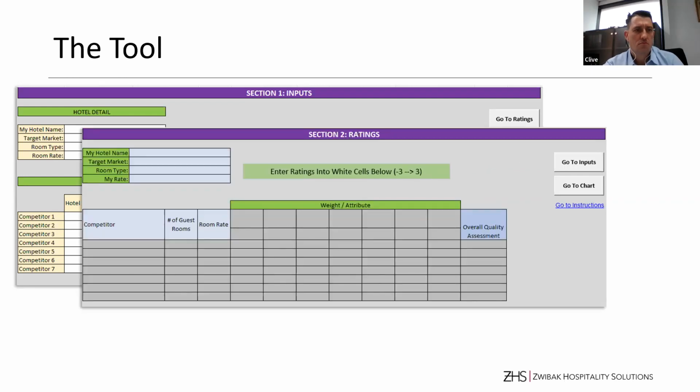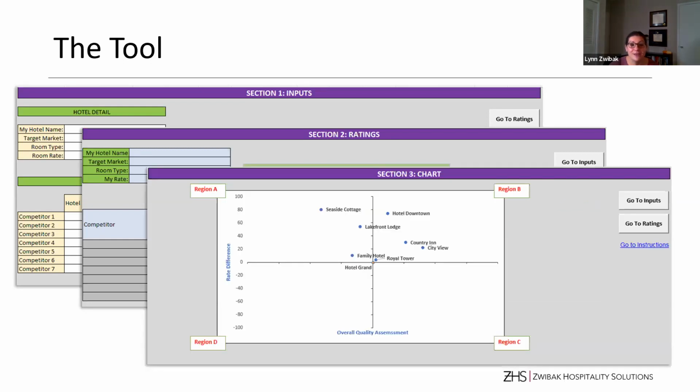Section 2 is where you enter the ratings. This is your homework. Again, I'll explain what I'm talking about in a moment. And then section 3 is the output. This is the goal of the tool, to get to this chart. Your chart will look different. And then this is where the analysis happens. So let's look at each of those more closely.